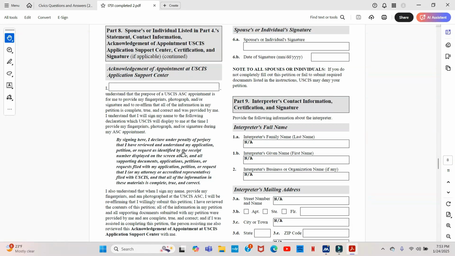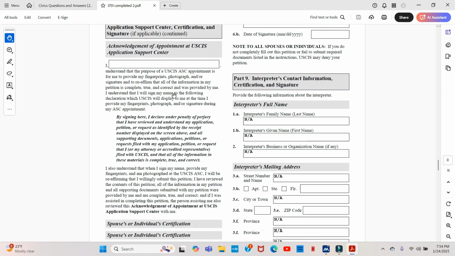Moving on. Spouses or individual listed in Part 4, statement, contact information, and so on. After the form is printed, the spouse's name goes here. So since this is a joint filing with the applicant's spouse, then the applicant's spouse information name goes in this box.